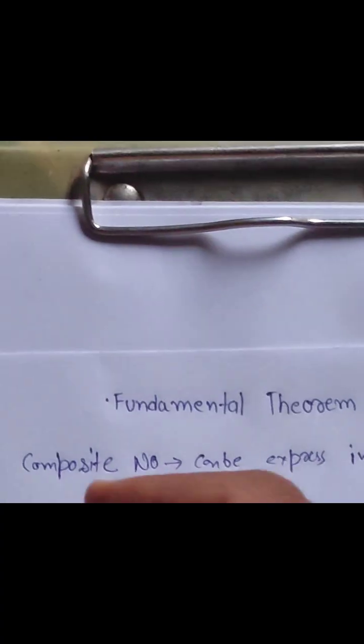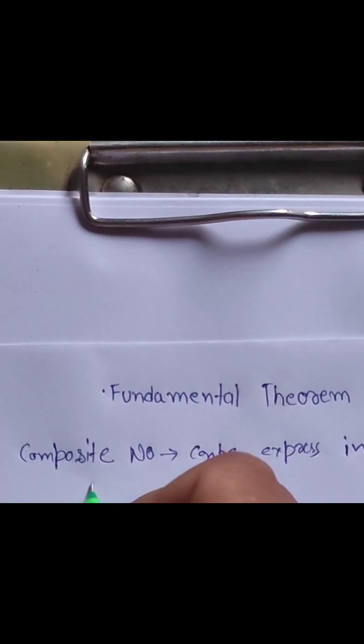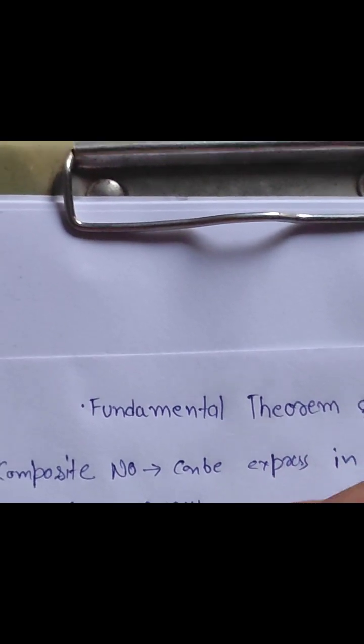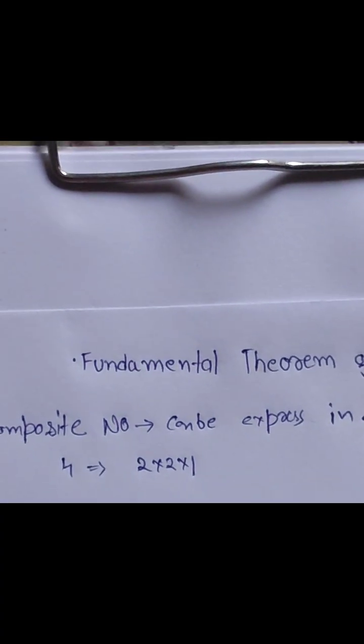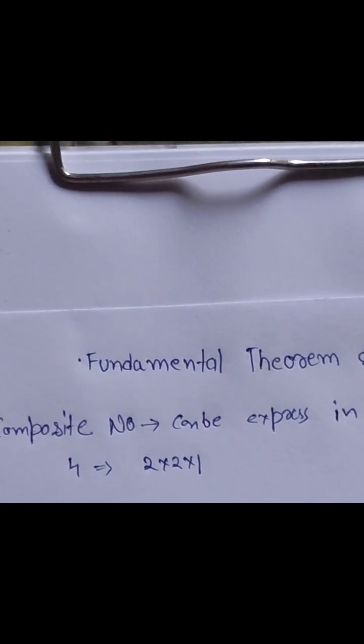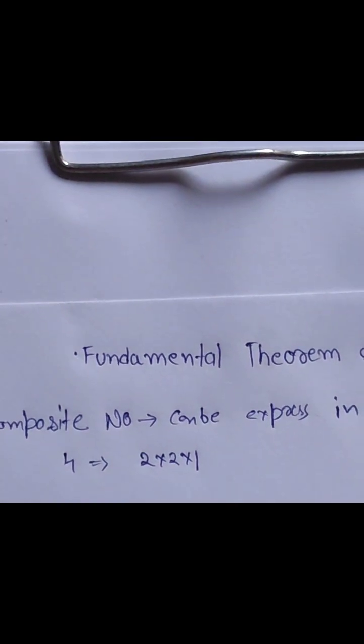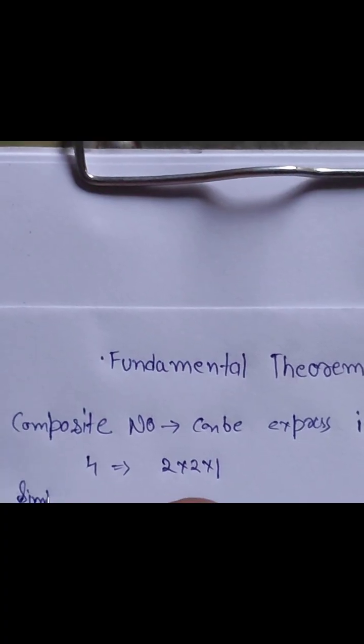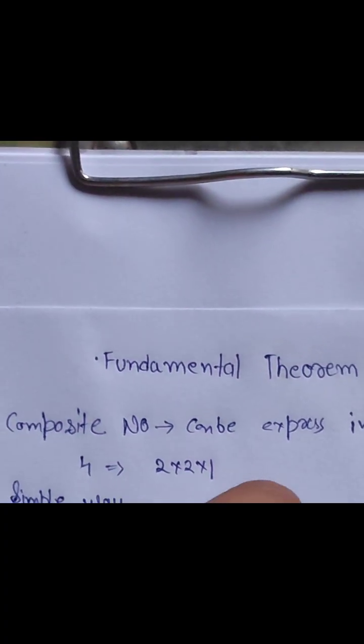What I am saying, for example, I have a composite number, say 4. So this 4 is a factor of 2 into 2 into 1. Basically all the factors are prime numbers. So the fundamental theorem of arithmetic says that any composite number is made of prime number factors. In a simple way, we can say that all the composite numbers are the factors of prime numbers.